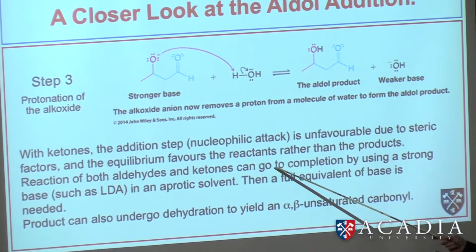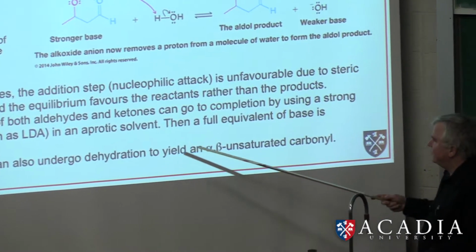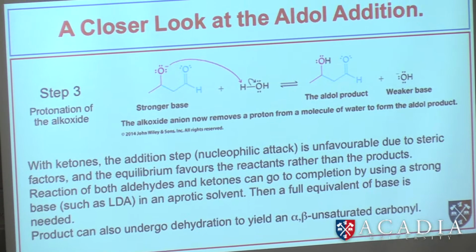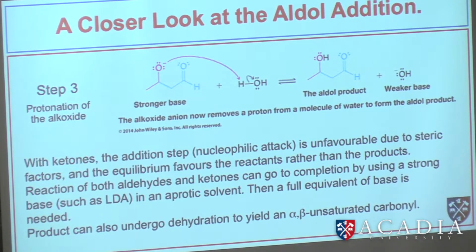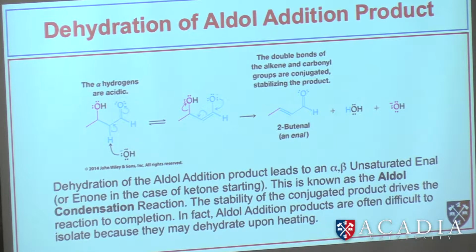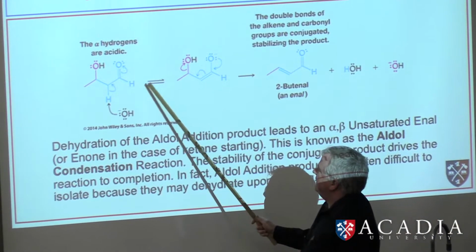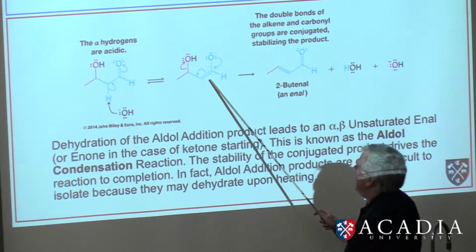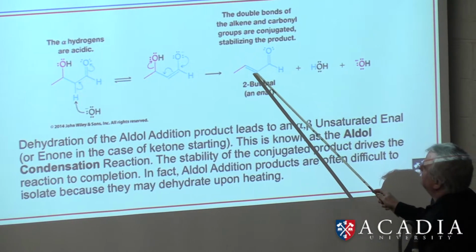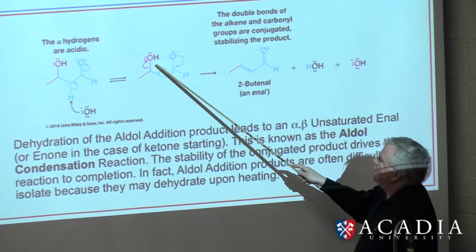Reactions of both aldehydes and ketones can go to completion by using a strong base in an aprotic solvent. That's a slightly different type of reaction. We'd need a full equivalent of base. The product we can see in a second can also undergo a dehydration reaction to yield an alpha-beta unsaturated carbonyl, which we're going to see in just a second. Right now, in fact. So this reaction is very favorable for a proton to get pulled off, and then we form this thing, which is an enol. I'm sorry. Pull a proton off, form the anion, and then knock off OH minus.